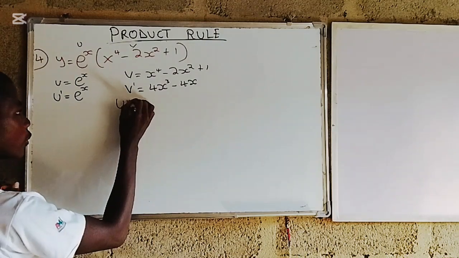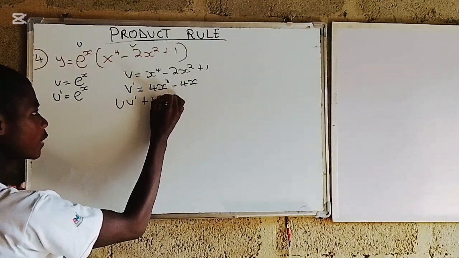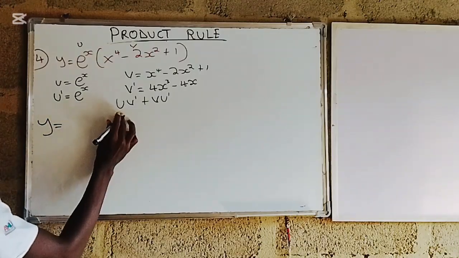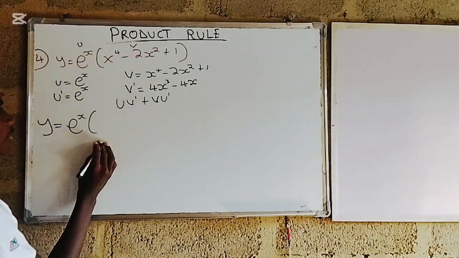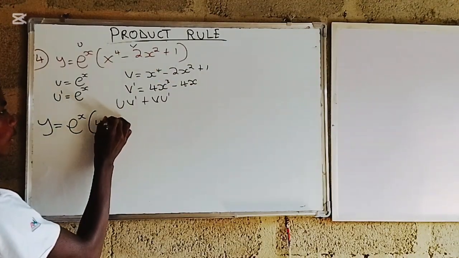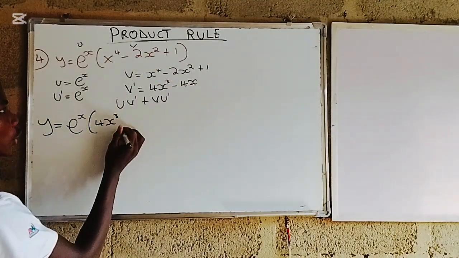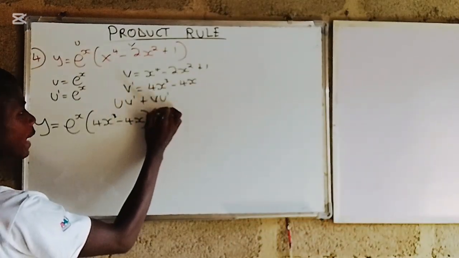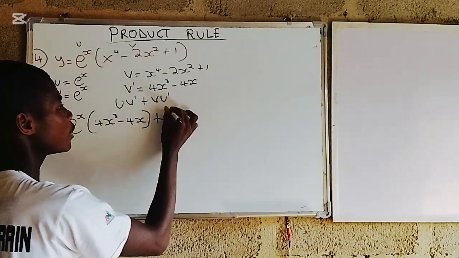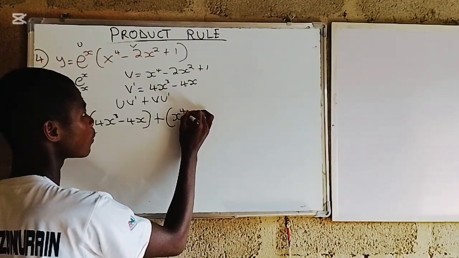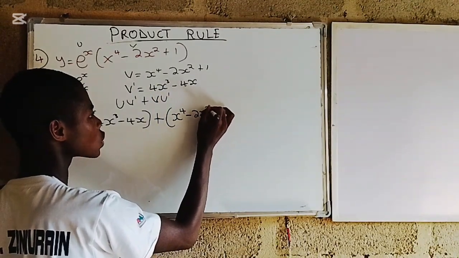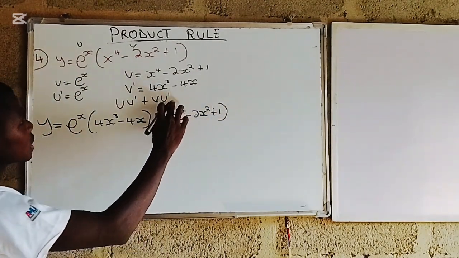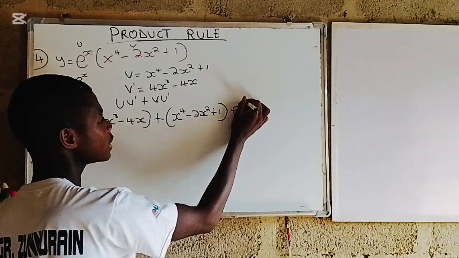Using the product rule, uv prime plus vu prime. So this should now be equal to u, which is e to the power of x, multiplied by v prime, which is 4x cubed minus 4x, close bracket, plus v, the value of v, which is x power 4 minus 2x squared plus 1, and u prime, which is e to the x.